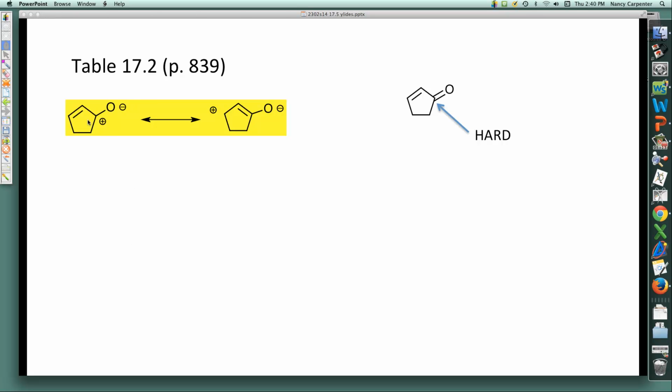So if you look at this resonance contributor, you can see that the two charges are right next to each other. So they're really concentrated and localized right next to each other, and that makes this charge really kind of brutal, making this the hard, concentrated site where the charge is localized. On the other hand, if you look at this resonance contributor, you can see how the charges are definitely further apart, and you can kind of imagine them being diffused through this entire system.